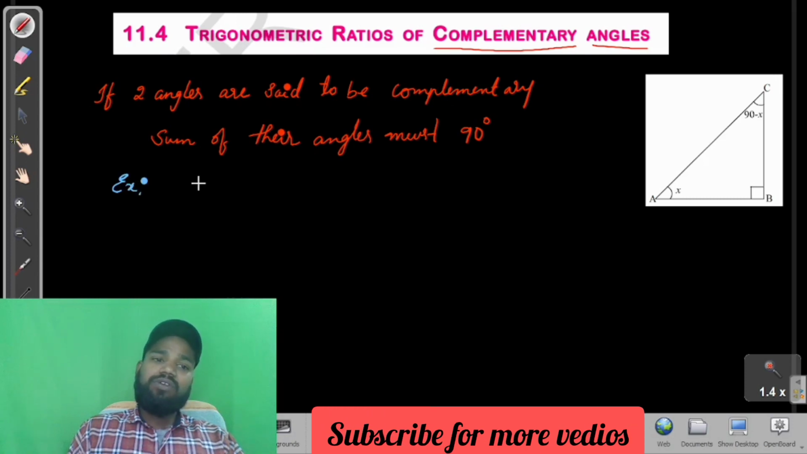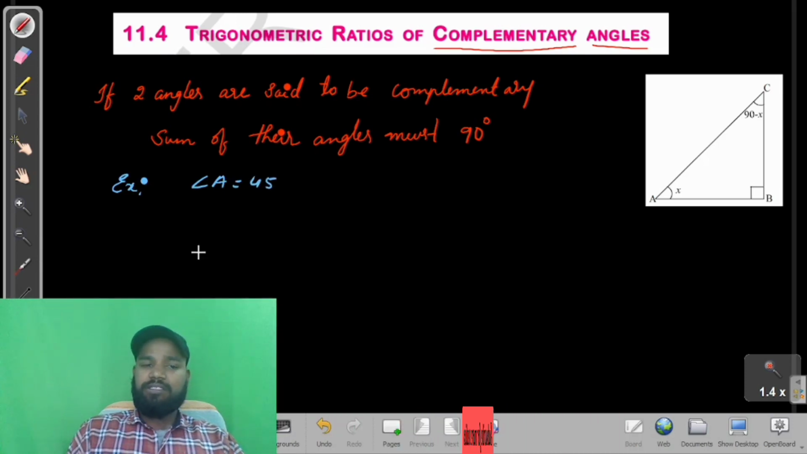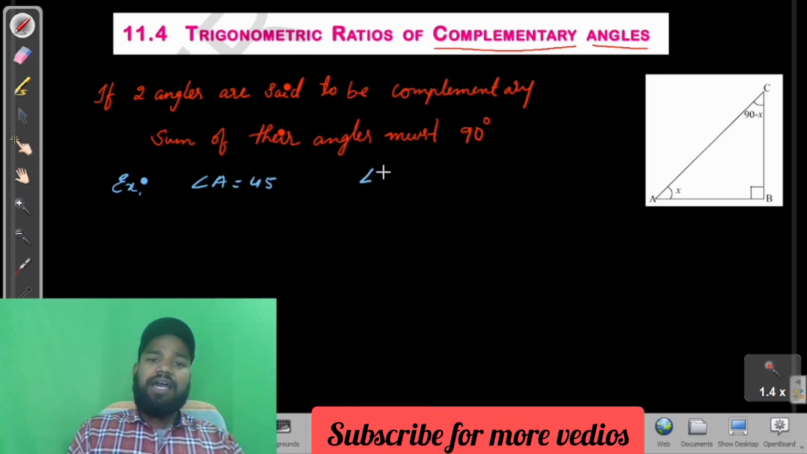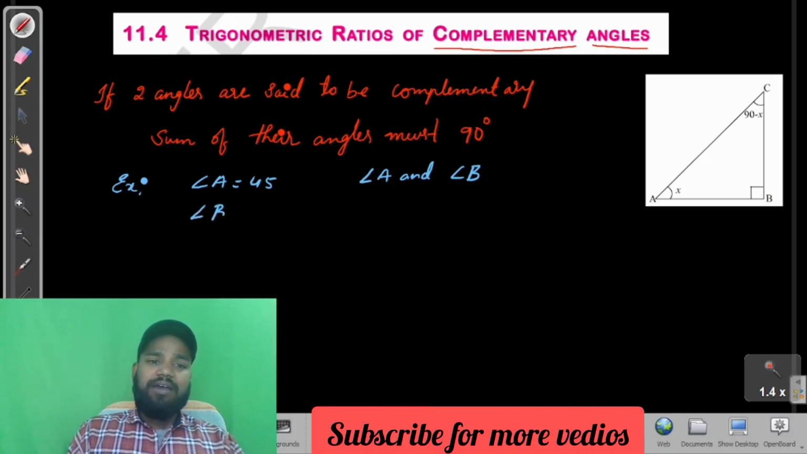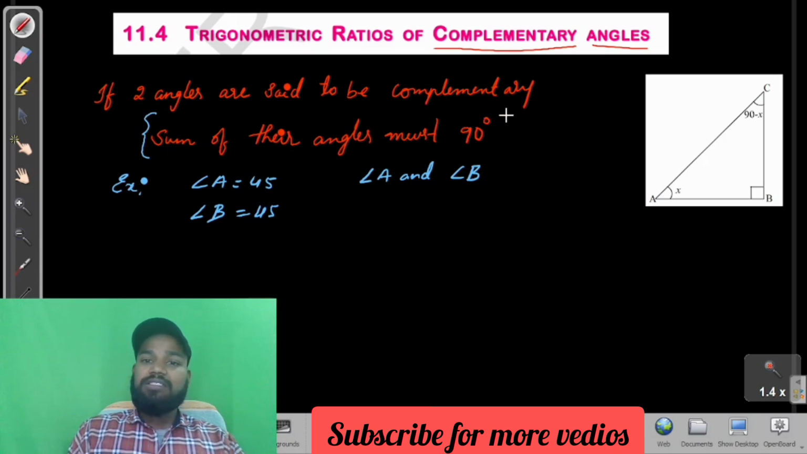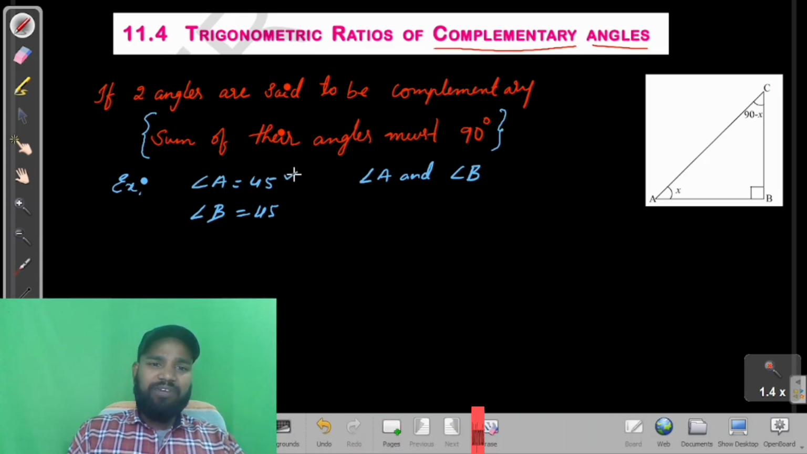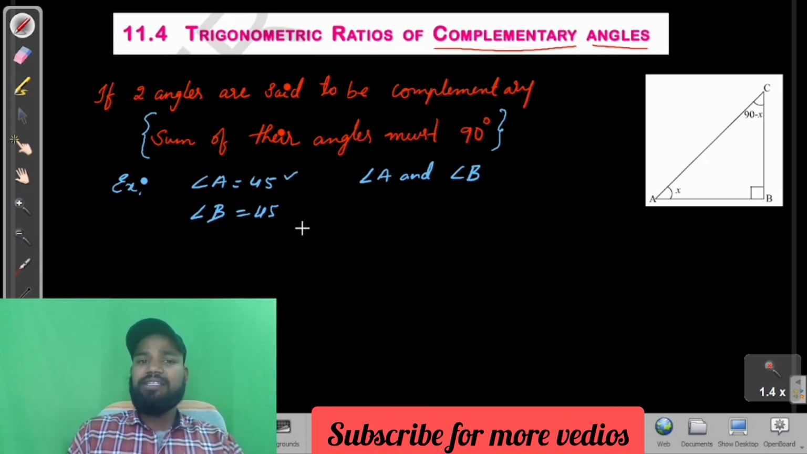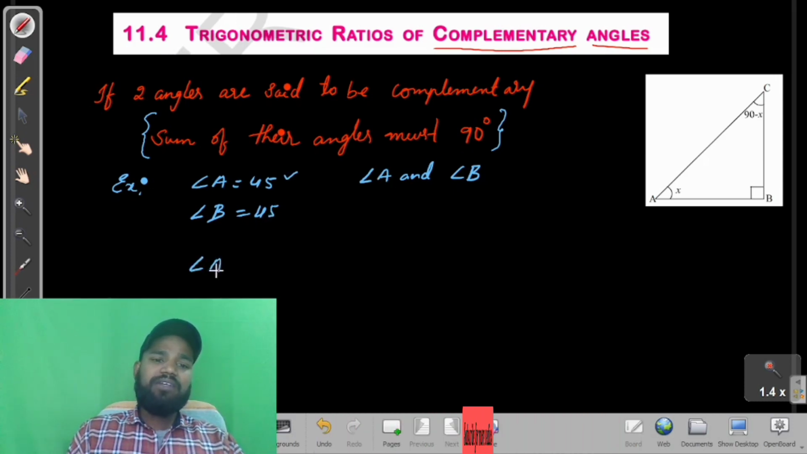Suppose angle A equals 45 degrees, and I am saying that angle A and angle B are complementary. What is the angle B? It is 45. Why? Because the condition here is that the sum of the two angles must equal 90. If one angle is 45, the remaining to get 90 is 45.